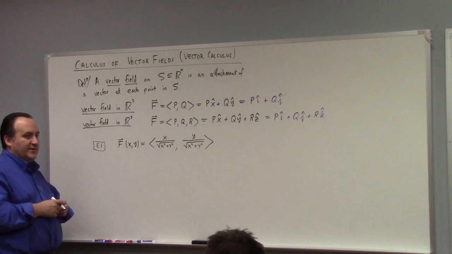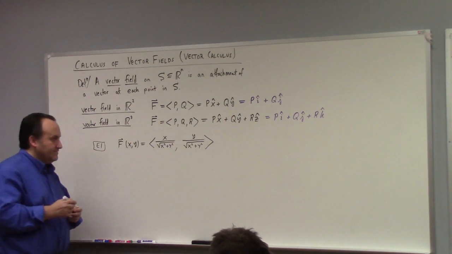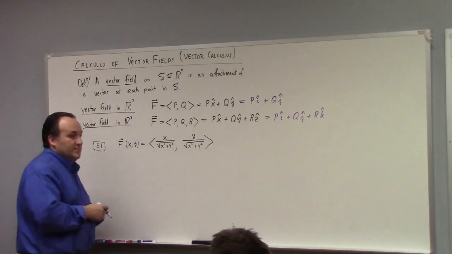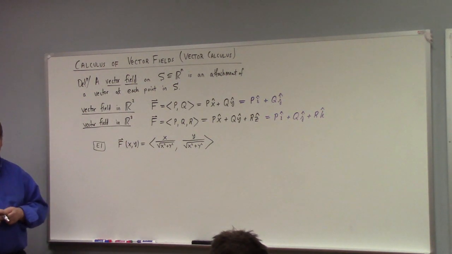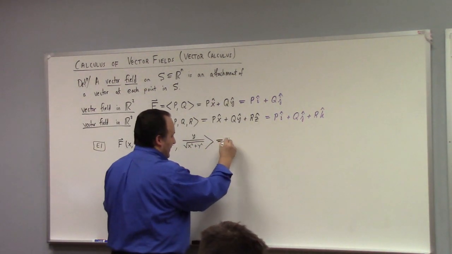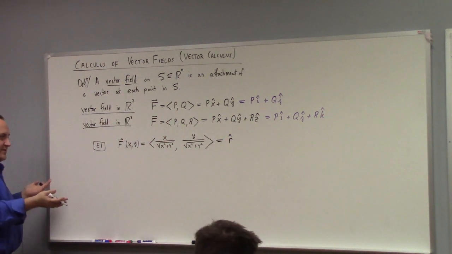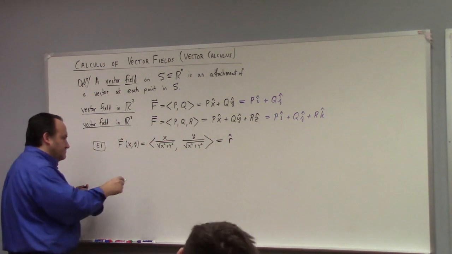What direction does it point? What's the length of this vector? At any xy, what's the length? I heard 1. And which way does it point? In the xy direction, right? Search your heart. Realize that this is r hat. It's the unit vector which points radially out from the origin.